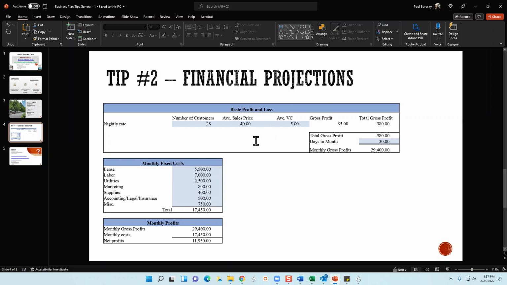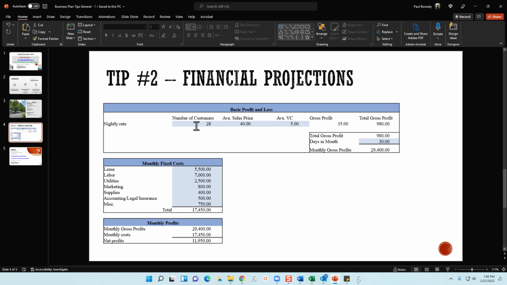The way this little template is constructed, it took me about 10 minutes to do it. I've got 3 segments. Right here is the revenue segment, here is a monthly fixed cost segment, and this is your monthly profit section. The first line is your nightly rate. So how much are you going to charge an RV tenant on a nightly rate? Now, you might charge them on a weekly rate, or your billing structure might be monthly, but for this strategy, it's great to break it down to a nightly basis.